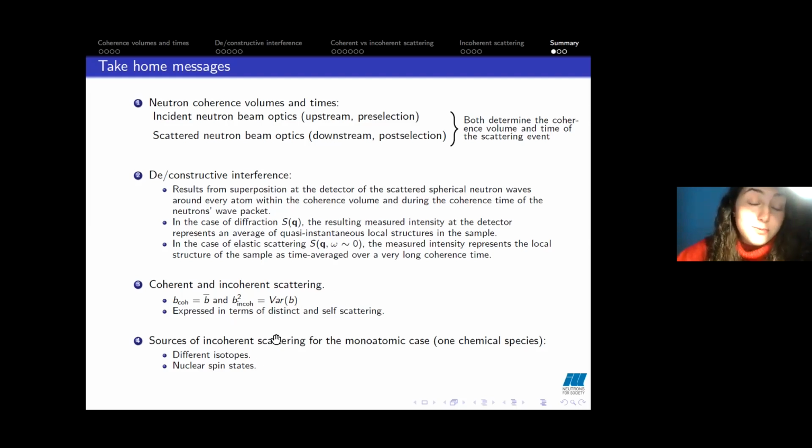And the final thing that I mentioned before, the source of this incoherent scattering for the monatomic case, is that we have different isotopes and different nuclear spin states. These two things give rise to what we call the incoherent scattering. And this is basically it.